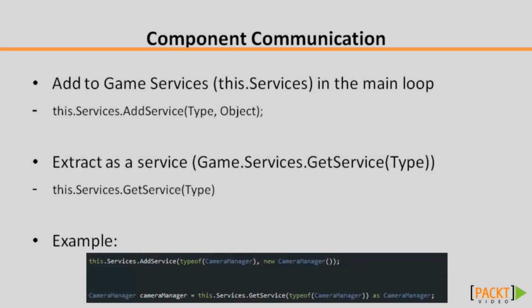Now, there might be times when we want to access a certain game component from another object, such as communication between two components. In order to do this, we can use the game services under the service property. We simply add our component and its type to the collection. From there, we can extract the component we need by calling game.services.getService and pass in the type of the component we want to access. All we have to do is cast a returned object to the type of the component we're looking for, and we're ready to use the component manually. Here's an example.